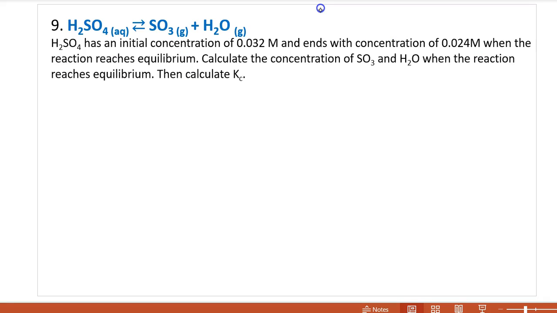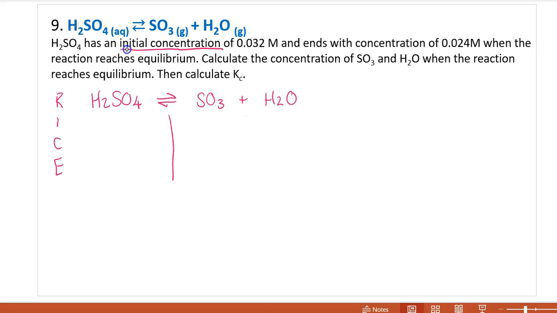All right, last 2 problems are going to be rice tables. And again, the key for a rice table is you're given an initial concentration rather than an equilibrium concentration. So R is for reaction. And again, sometimes you won't see this. Sometimes you'll see an ice table where they don't have this reaction row, but I like it just to help me keep things straight.